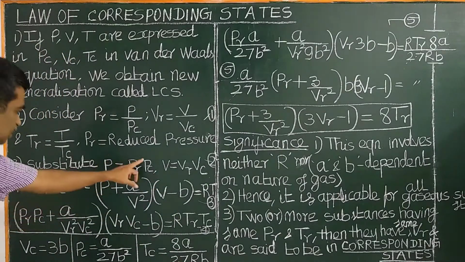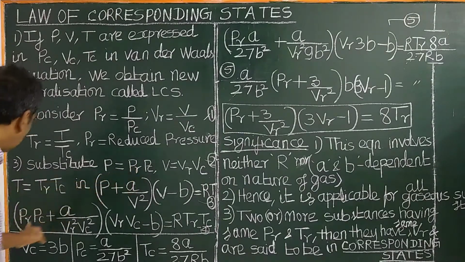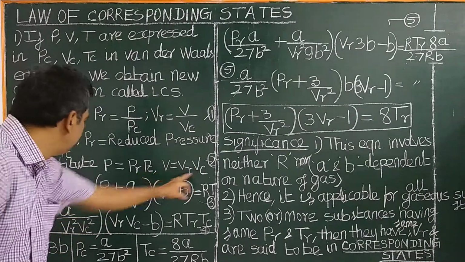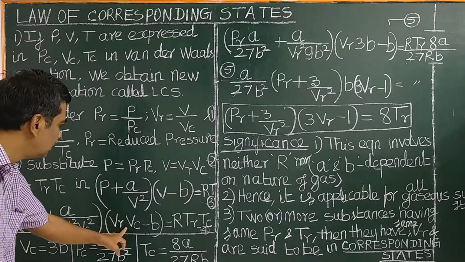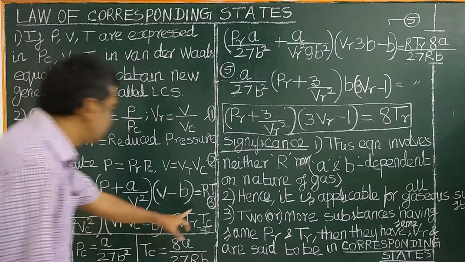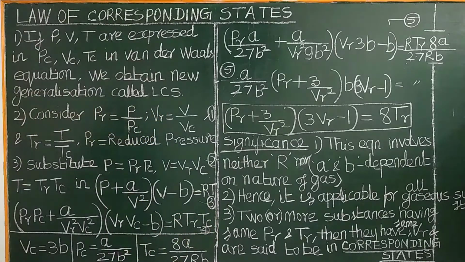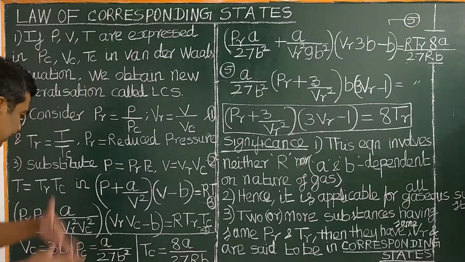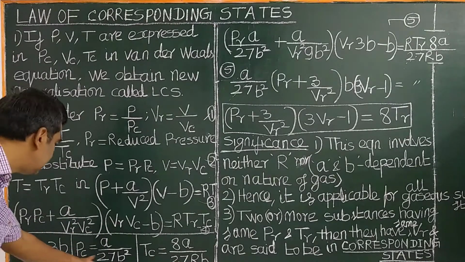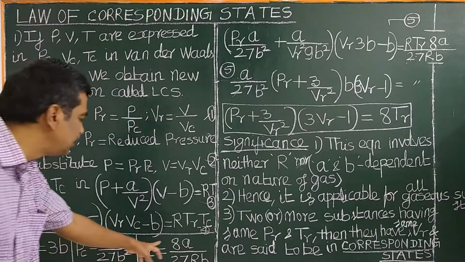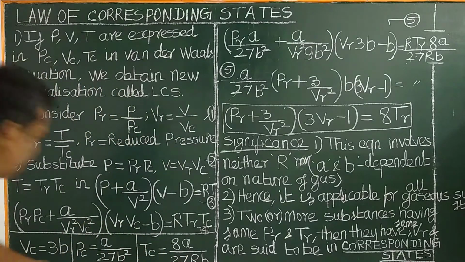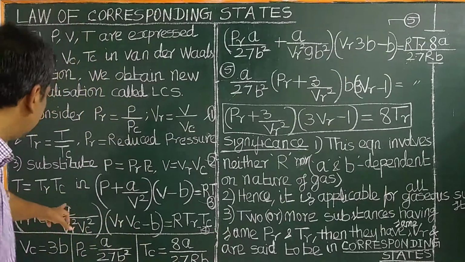Now on substituting, Pr Pc plus a by Vr square Vc square into Vr Vc minus b equal to R Tr Tc. Let us call this equation number 4. We have already derived yesterday the critical constants: Vc equal to 3b, Pc equal to a by 27b square, Tc equal to 8a by 27Rb. Let us substitute these values of critical constants in equation number 4.